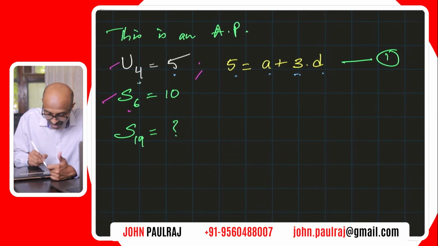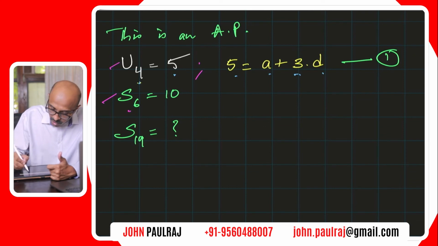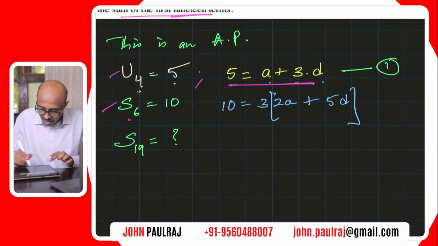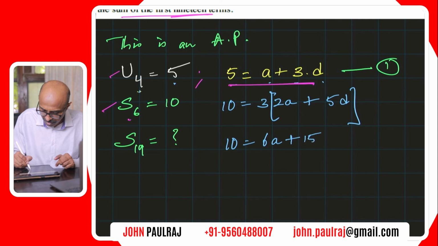Obviously, it's a different formula. S6 is the sum of the first 6 terms. So we can write that as 10 is equal to n over 2, 6 over 2 is going to be 3, into brackets 2a, we don't know what the a is, plus n minus 1. That 6 is n here. So that's going to be 5 times d. And that's going to be our equation number 2. I'm going to simplify this before I label it as equation number 2, so that 10 is equal to 6a plus 15d.